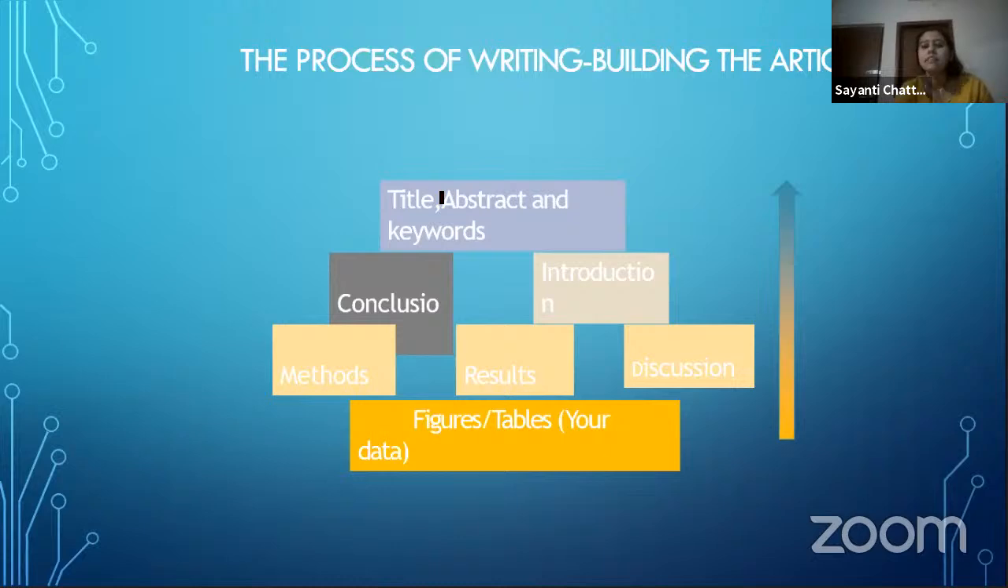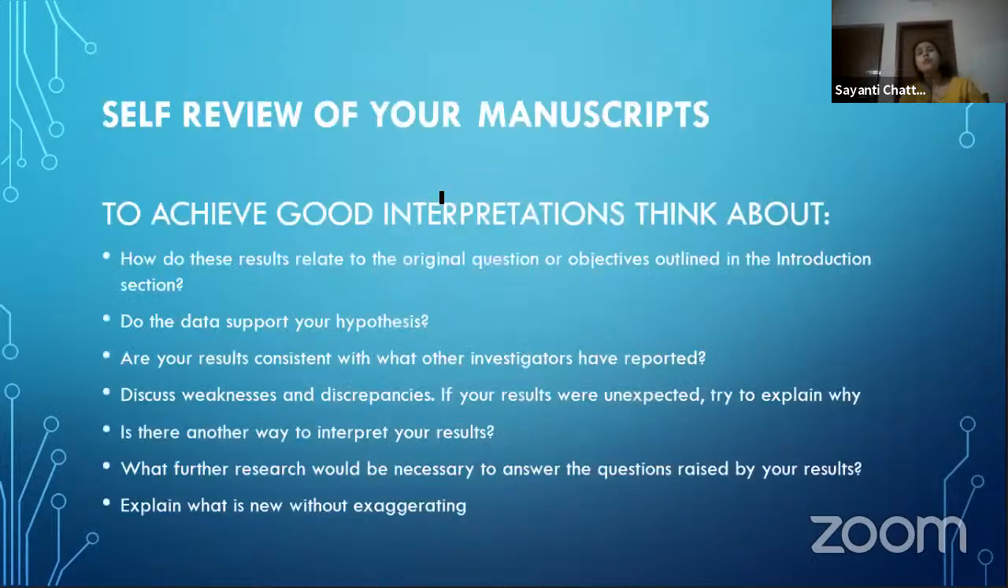Now what is the next step? You have written the manuscript. Now before sending it, be your own self-reviewer. Read your paper a minimum of 10 to 15 times. If you read again and again, you can understand what the problems in your paper are. You will check whether the results are related to the original questions or objectives, whatever you have thought.